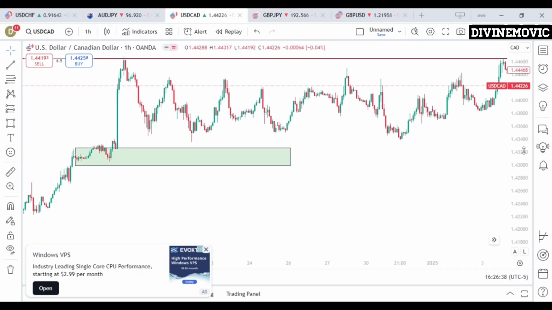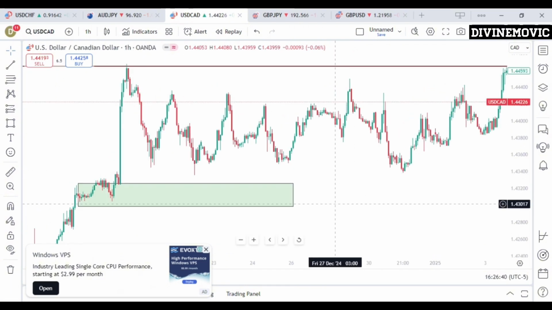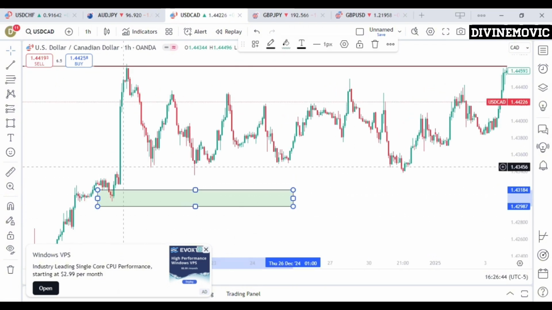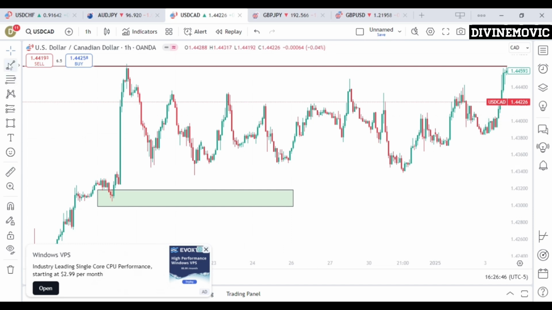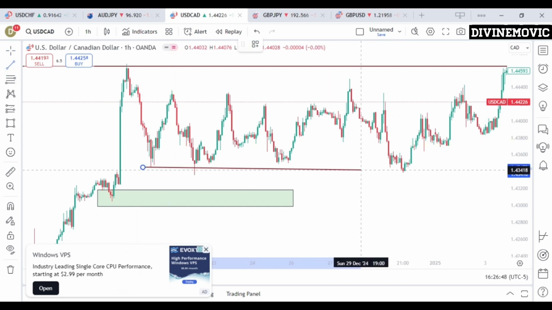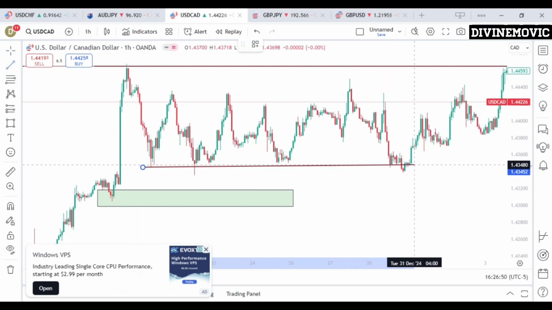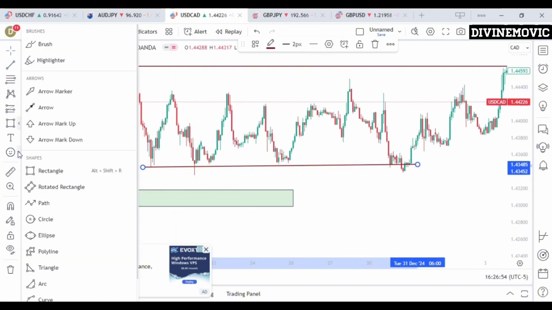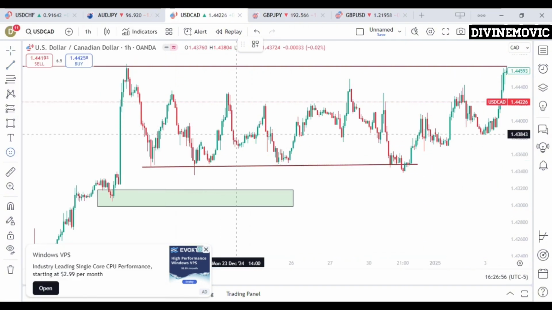And now if you look closely, you see that when price induced this demand zone, this point of interest here, price also induced liquidity by simply giving us these equal lows that price has created at this point here. These are simply liquidity points, right? Let me identify them as our liquidity points here.